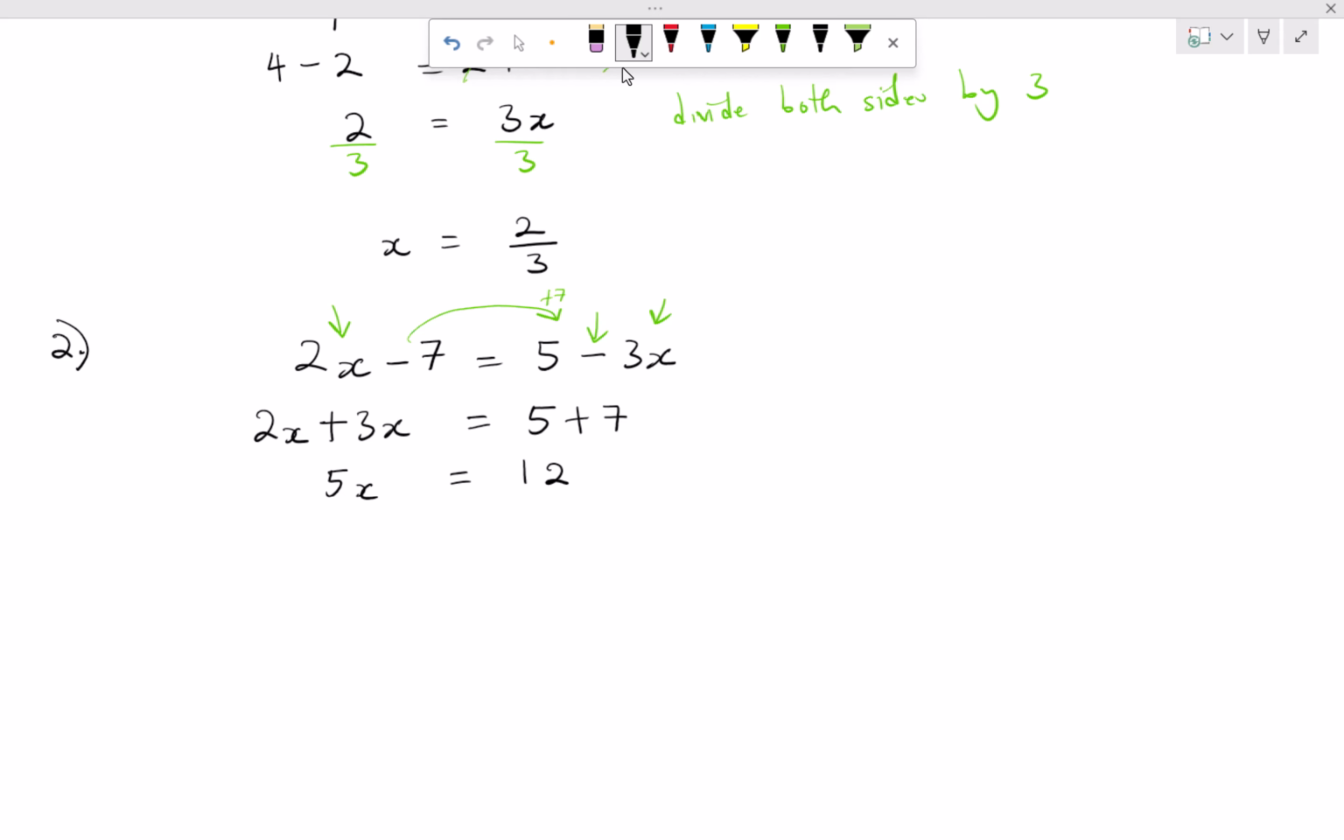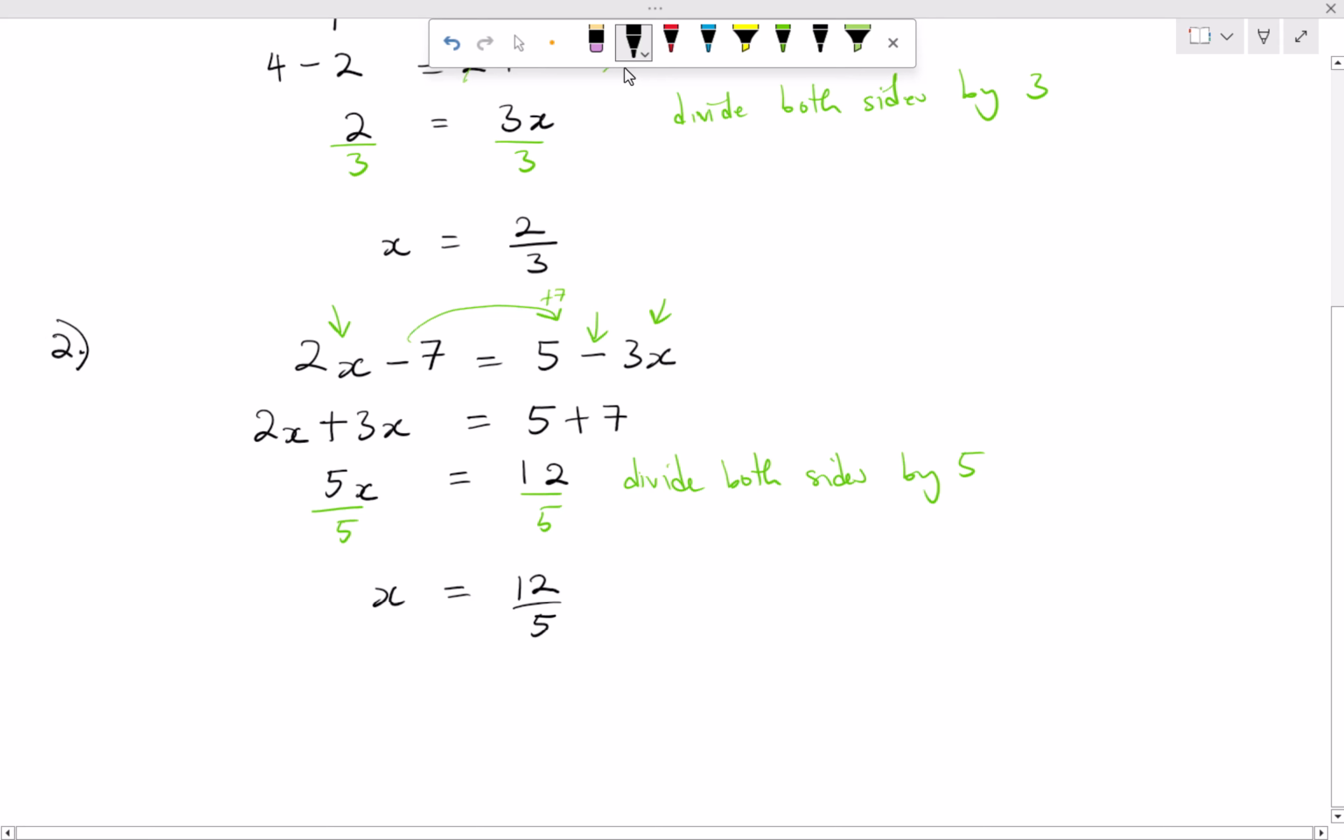Now that we have 5x on this side, we divide both sides by 5 in order for us to remain with x. So you divide by 5, divide by 5, and what we are left with is x is equal to 12 over 5, which is the same as 2 and 2/5.